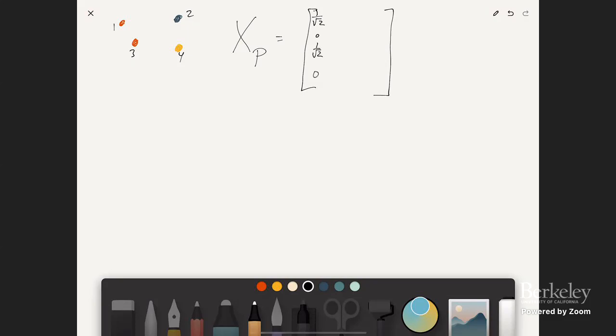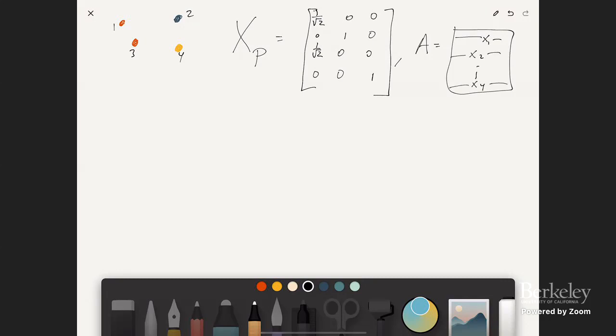Why root 2? 2 is the size of the partition. There are 2 points in this partition. That's why it's root 2. And then point 2 is in partition 2, so there's a 1 there. And then point 4 is in partition 3, so there's a 1 in the 4th row. Okay. And then I can also define a matrix A, which is the data matrix, where basically there's x1, x2 as rows up to x4 here.